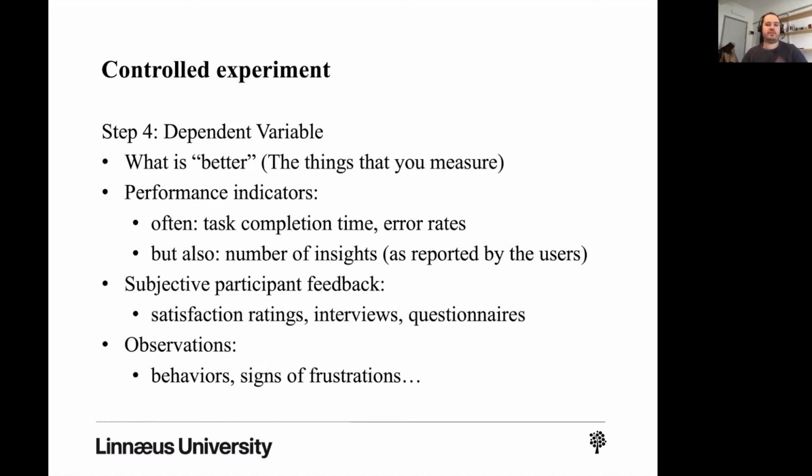And then comes the definition of your dependent variable. So you've defined your independent variable, what you're going to change. You defined how you're going to separate people into the groups and control the environment. And now you have to determine what it is that you're actually going to measure after the experiment, or during the experiment, actually. This is the dependent variable.